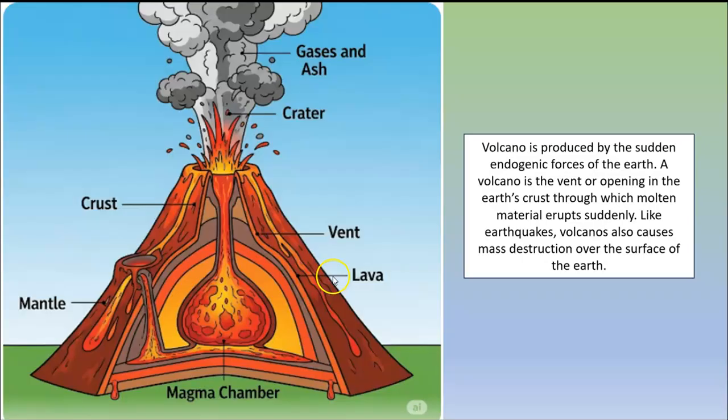Now let's discuss the volcano. Look at the picture. The volcano happens due to the sudden endogenic forces. A volcano is the vent or opening in the Earth's crust through which molten material erupts suddenly. For example, we can think about a soda bottle. Before we open a soda bottle, the gas is trapped inside. When we shake it, the gas becomes very excited and builds up pressure against the cap. And taking the cap off quickly causes the soda to erupt violently. The same process happens when a volcano erupts through the Earth's crust.